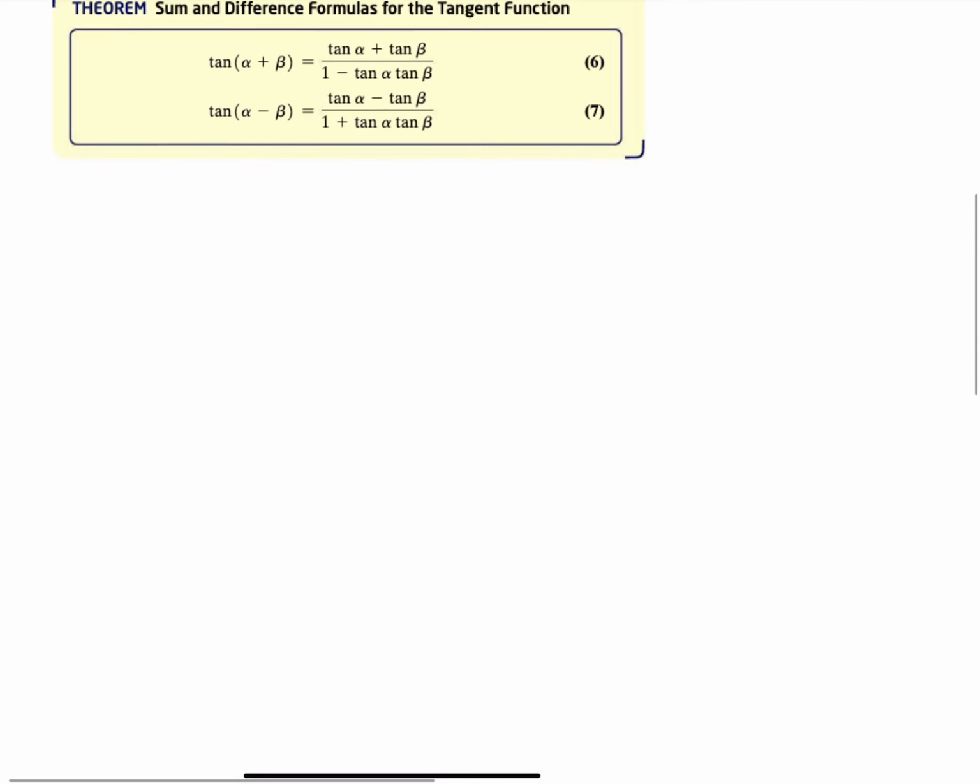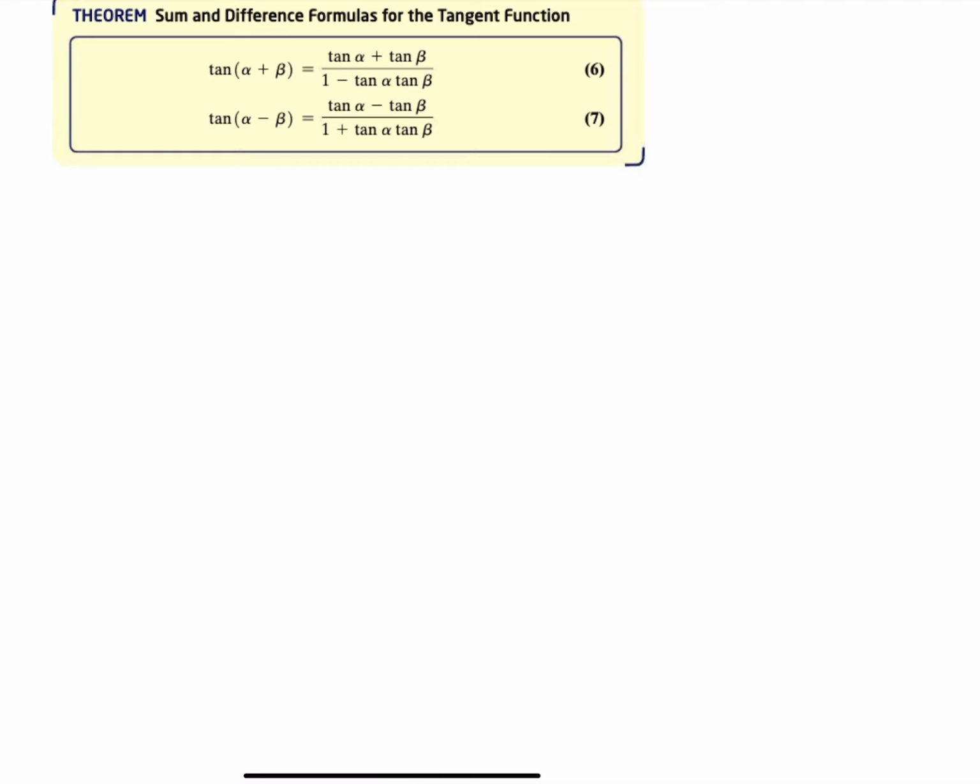We also have similar sum and difference formulas for the tangent. So let's see how we can derive some of these. They just show us the formula here. Tangent alpha plus beta is tangent alpha plus tangent beta over 1 minus tangent alpha tangent beta. How can we get that? Let's remember that tangent is sine over cosine. So really we can express this as the sine of alpha plus beta over the cosine of alpha plus beta.